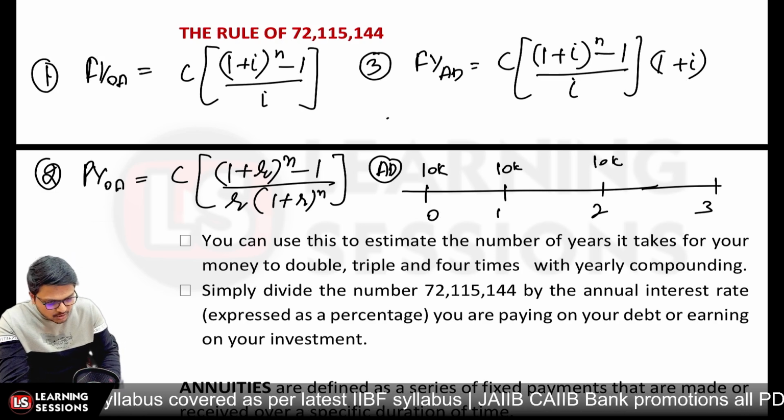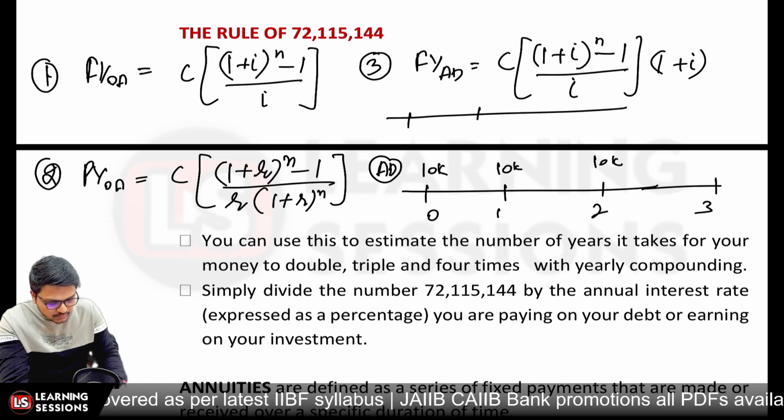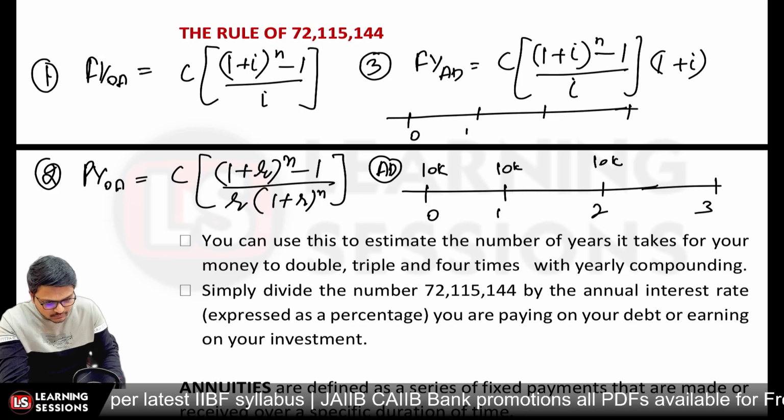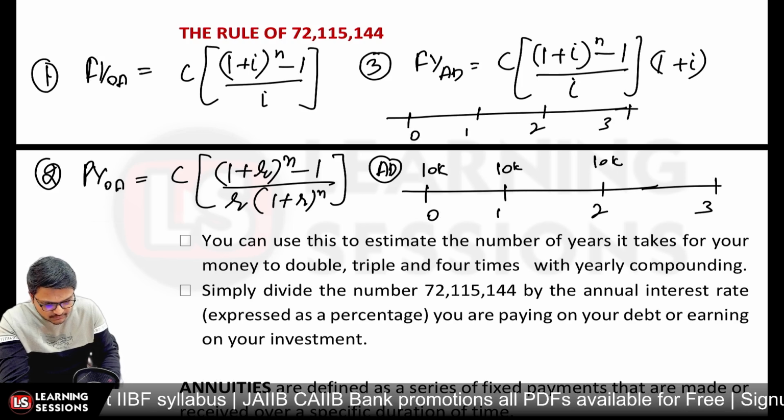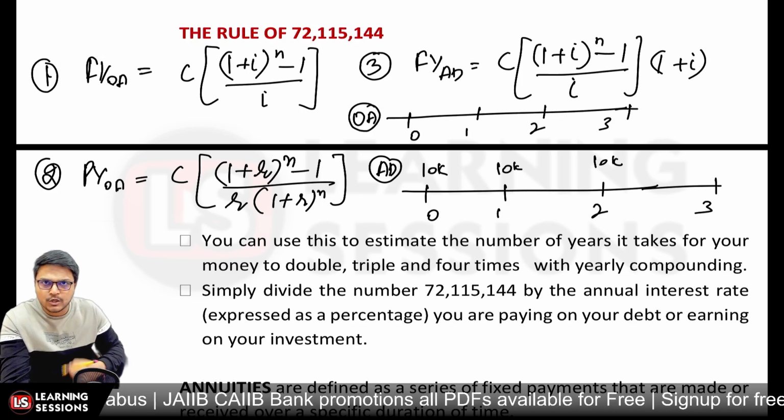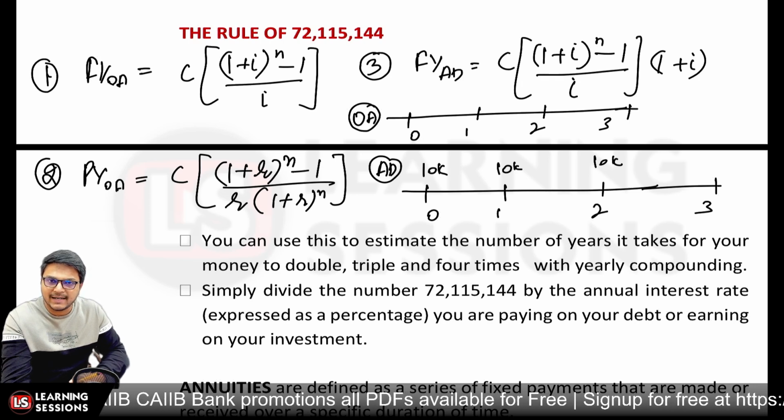If I compare it with the ordinary annuity, with the same case, 0, 1, 2, 3, I'm basically considering the case of ordinary annuity. Now in that scenario, I'm going to pay the amount at the end of the interval.